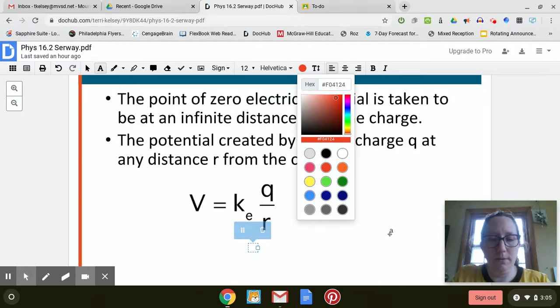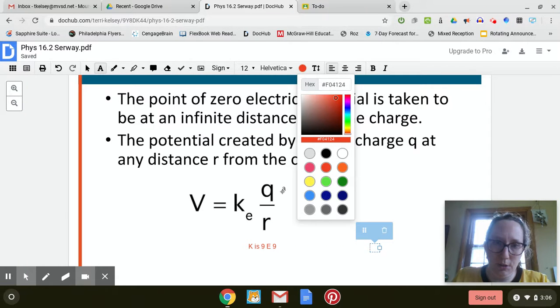Okay, so k is 9 times 10 to the 9th. Coulomb's constant, okay?